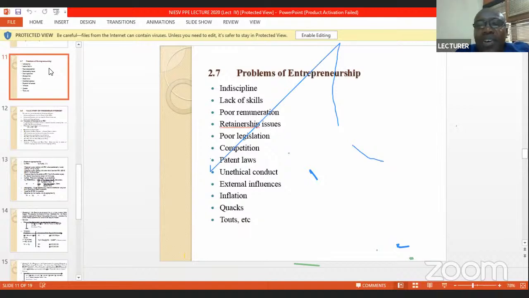The worst is multiple taxation, quadruple taxation. The way people are taxed. Different government organizations come. Local government will come. State government will come. Government agencies will come. Last year, the issue of land use charge became wildfire all over the country. Lagos started it. It spread everywhere. And today, I don't know what has become of the land use charge. So external influences are also problems to entrepreneurship development.